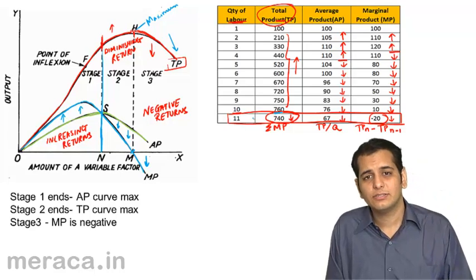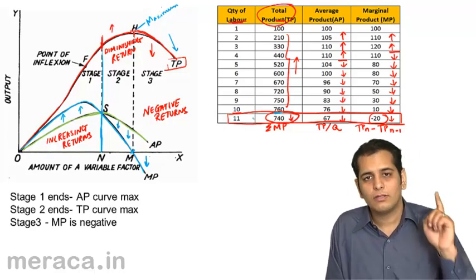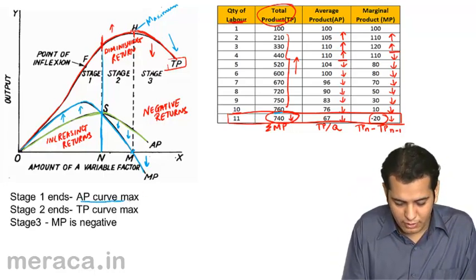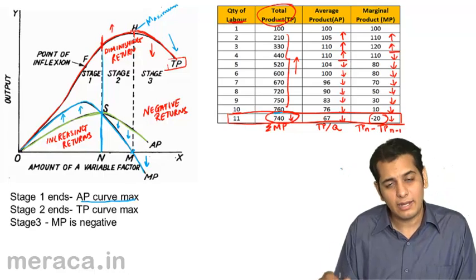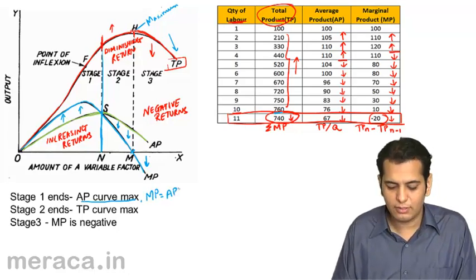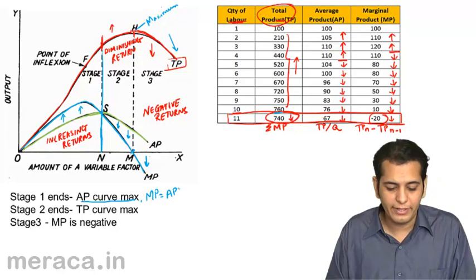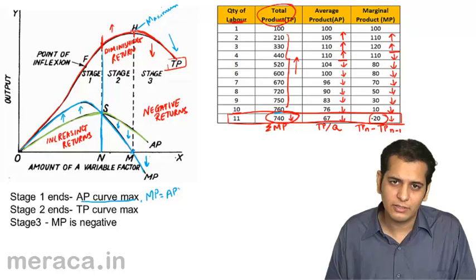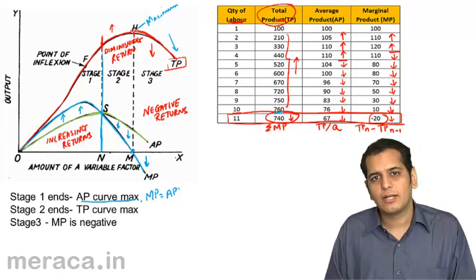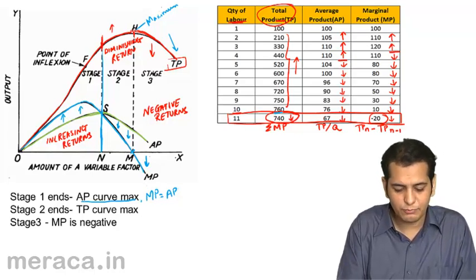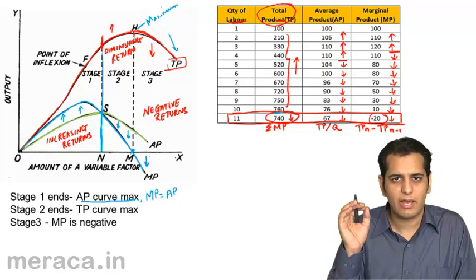So till the second stage, we have learned two things. The first stage ends where the average product curve is maximum, and at this point the marginal product curve is equal to the average product curve. You can see at point S, the marginal product curve is cutting the average product curve, and when it is cutting, it is obvious that both of them will be equal. So the first stage ends when the average product curve, which is in green here, is maximum.